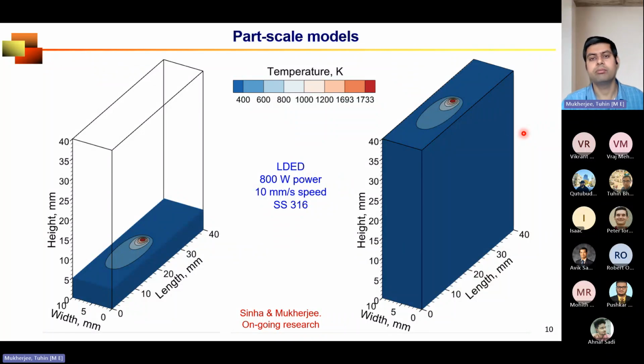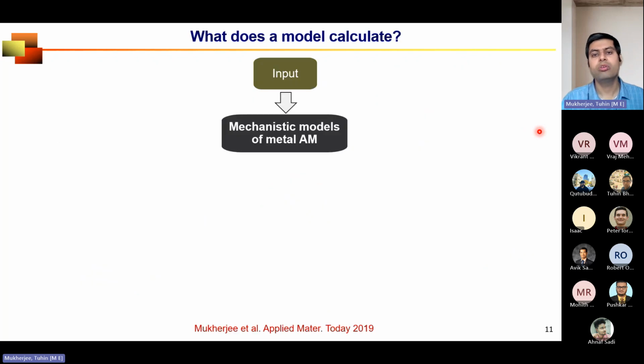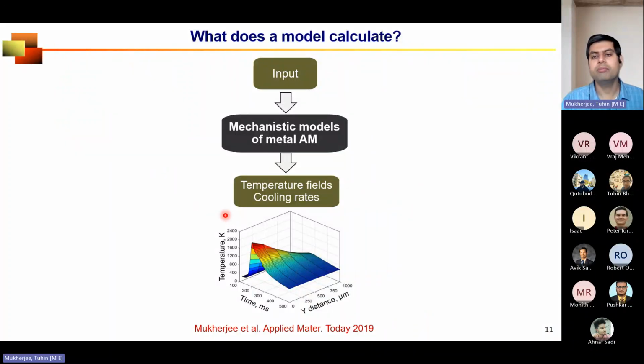So this is a brief overview of the different types of multiphysics models that we have today that we use on a regular basis for additive manufacturing. So in a nutshell, what can a model do? We have been talking about the inputs, all the 12 variables that we have seen. We feed them in the model, and the model spits out a wide variety of things like temperature fields, cooling rate.